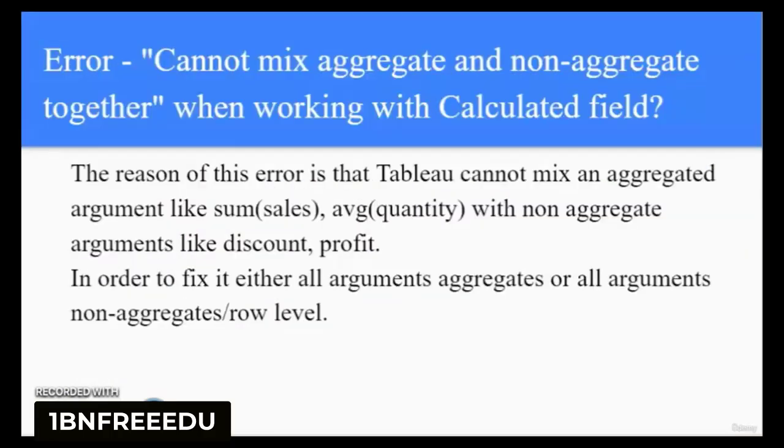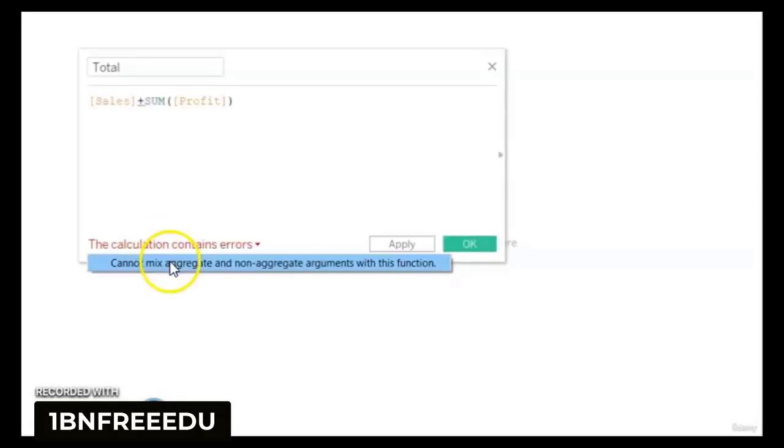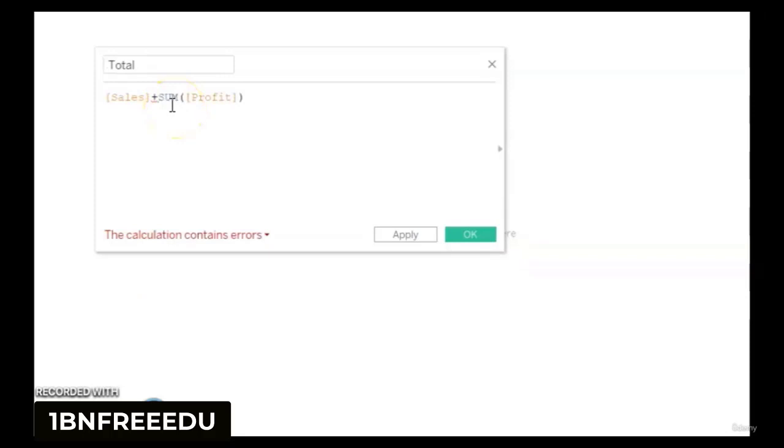Next question. Have you faced the error "cannot mix aggregate and non-aggregate" while working with calculated fields? In Tableau, in calculated fields, sometimes this error comes: cannot mix aggregate and non-aggregate arguments with this function. Why it happens is, as you can see, this is aggregated and this is not aggregated. So if you do any calculation in which one is aggregated and the other is not, you will face this error.